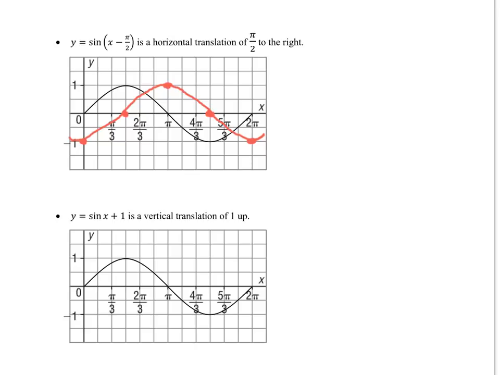So we call this a phase shift. A horizontal translation, when it comes to periodic functions, we refer to as a phase shift. And in this case, it'll be pi over 2 to the right.